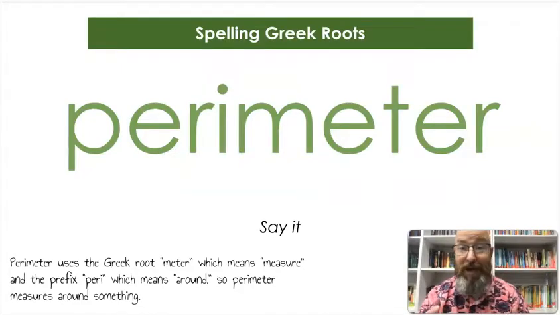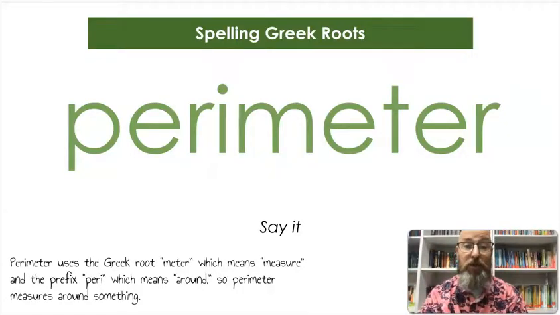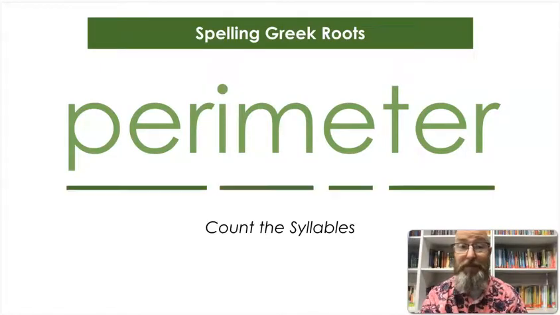And our next word, our last word, is perimeter. Say perimeter. Perimeter uses the Greek root meter, which means measure, and the prefix peri, which means around. So perimeter measures around something.